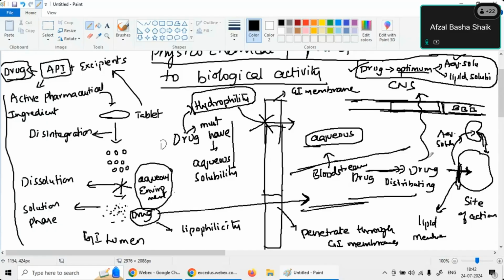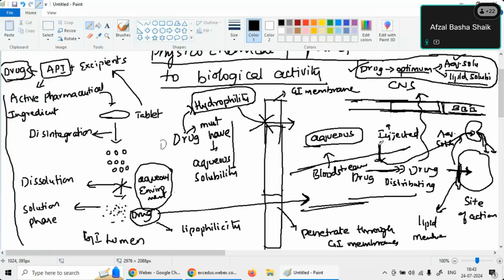In order to show all this, the chemical structure of the drug molecule should be in such a way that there is a balance between the aqueous solubility as well as the lipid solubility. If balance is lost, say if you have injected a drug which is highly hydrophilic, what happens? It will directly go to the kidney and it will get eliminated. There is no action.